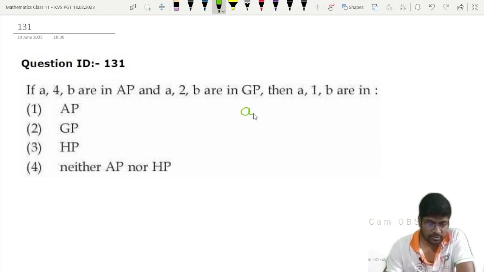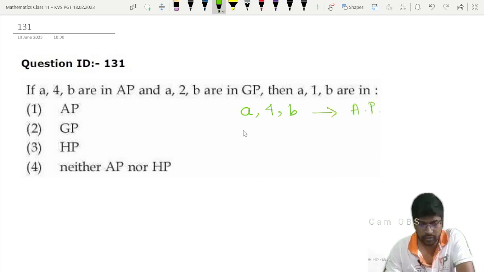They are telling that A, 4, B are in AP, arithmetic progression. So that means A plus B by 2 is equal to 4. That we know. That will give us A plus B is equal to 8.